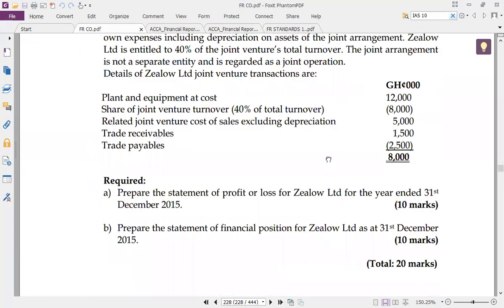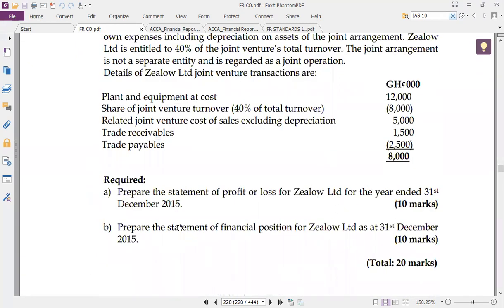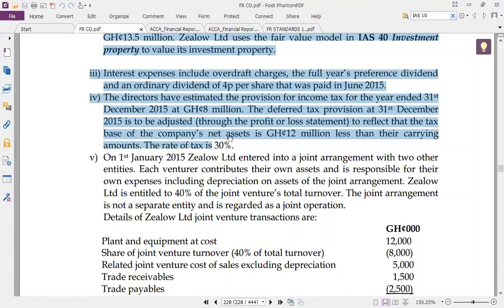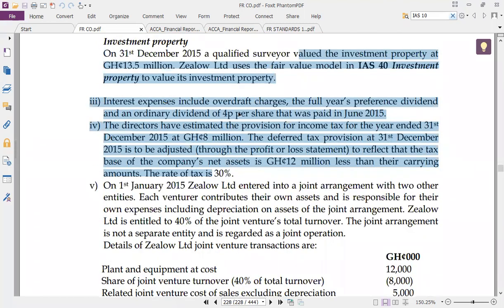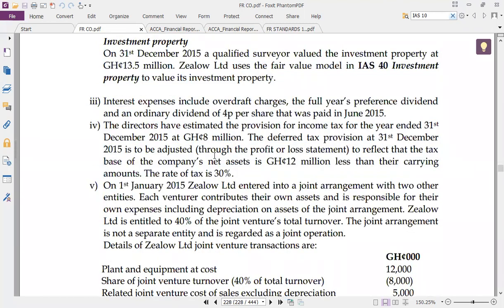Year in question, we are paying for 31st December 2015. So that means that's the current year tax provision. Current year tax provision is 8 million. The deferred tax provision at 31st December 2015 is to be adjusted through profit and loss statement, to reflect the tax base of the company's net asset, which is 12 million less than the carrying amount. Wow. Now try this one for me.